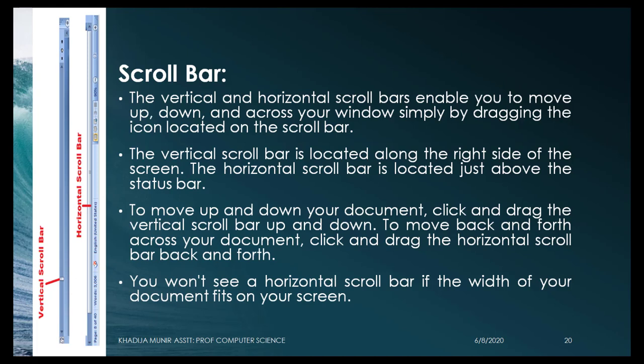Scroll bar. The vertical and horizontal scroll bar enables you to move up, down, and across your window simply by dragging the icon located on the scroll bar. The vertical scroll bar is located along the right side of the screen. The horizontal scroll bar is located just above the status bar. To move up and down your document, click and drag the vertical scroll bar up and down. To move back and forth across your document, click and drag the horizontal scroll bar back and forth. You wouldn't see a horizontal scroll bar if the width of your document fits your screen.